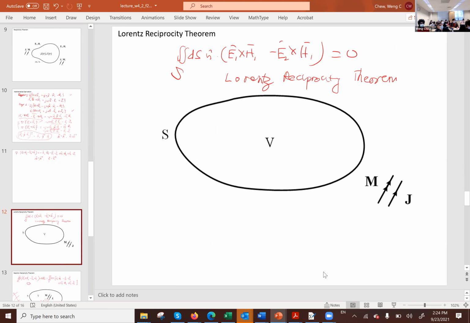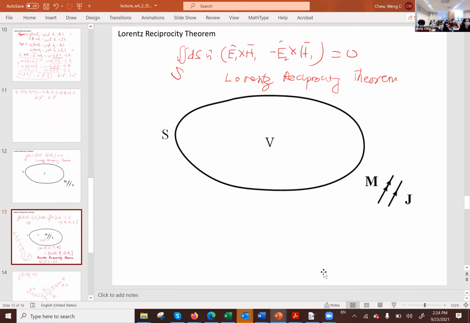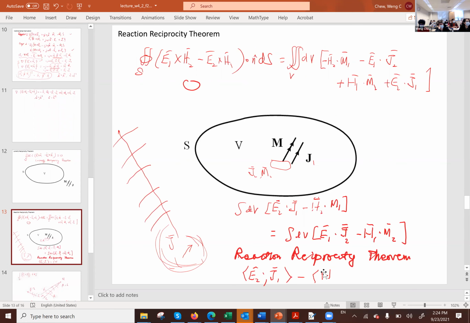One is called the Lorentz reciprocity theorem, where the surface S does not enclose M and J. So you have the first expression. This reciprocity theorem is sometimes used in waveguides, because inside the waveguide there's no force. There are just surfaces. You place the waveguide into different surfaces and impose this Lorentz reciprocity theorem.